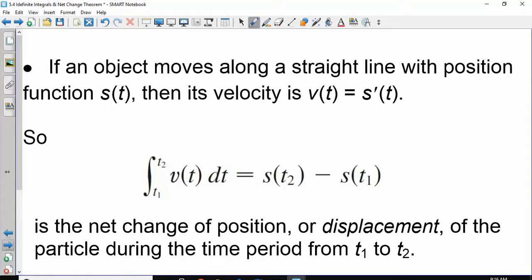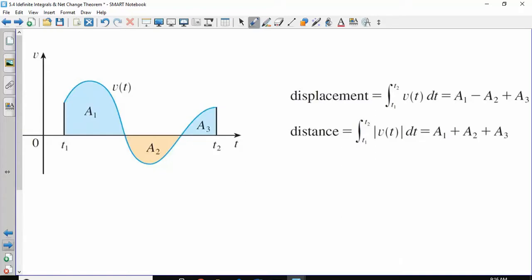Another one, we talk about position, velocity, acceleration, those kinds of things. So if you integrate a velocity function, you're going back to position. So it tells you how your actual position changed over that set amount of time. The other thing I want to talk about is the difference between displacement and distance.